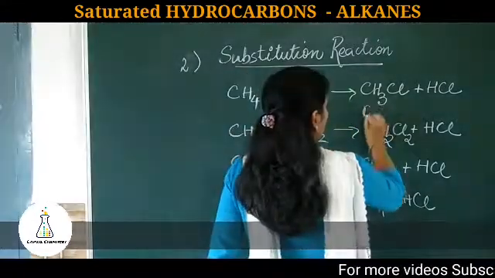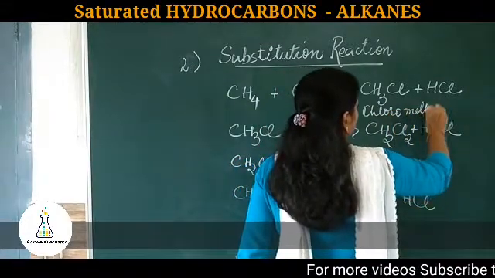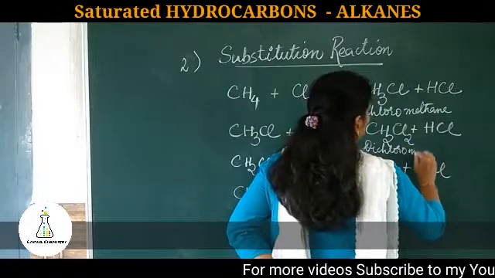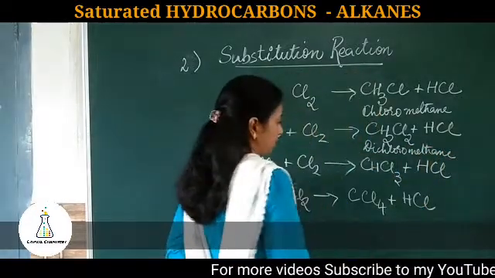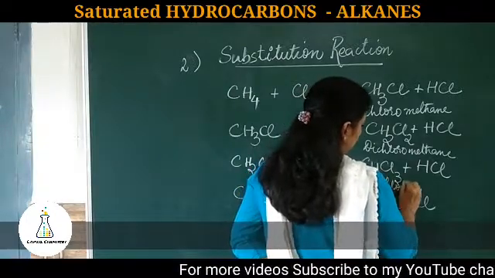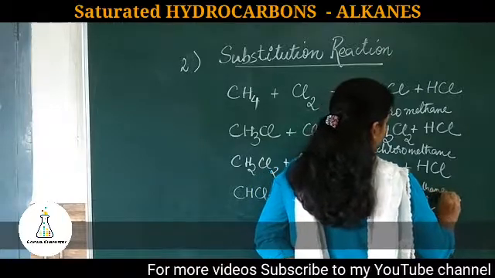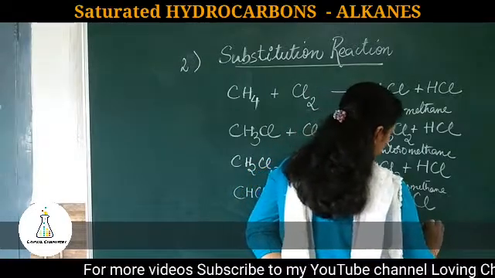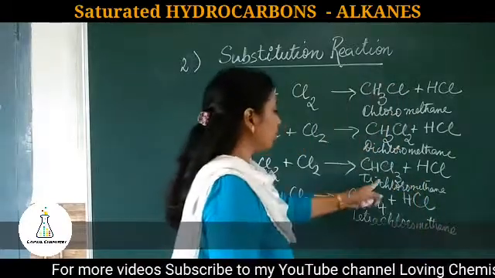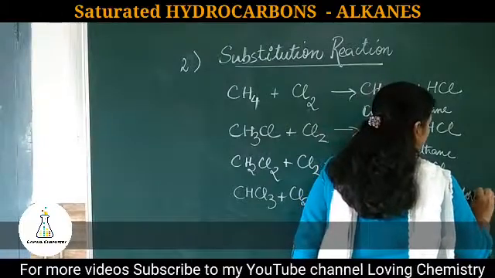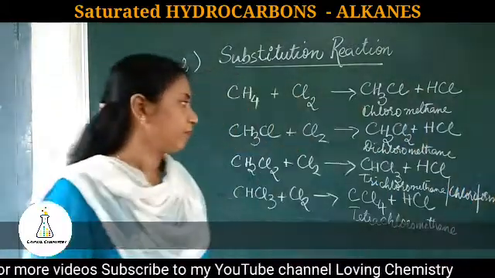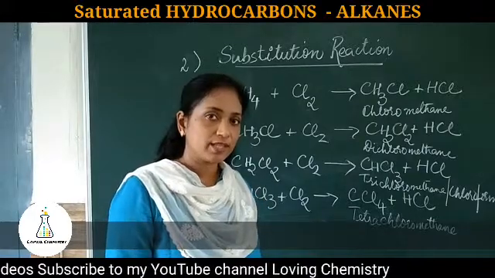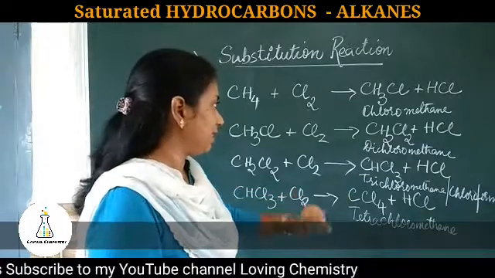CCl4. This is chloromethane. This is dichloromethane. This is trichloromethane. And this is tetrachloromethane. This trichloromethane is also called chloroform, children. Remember, earlier the doctors used to use this chloroform for anesthesia before surgeries. So that's the same chloroform, CHCl3.